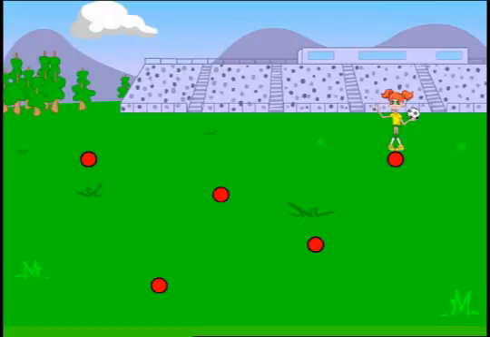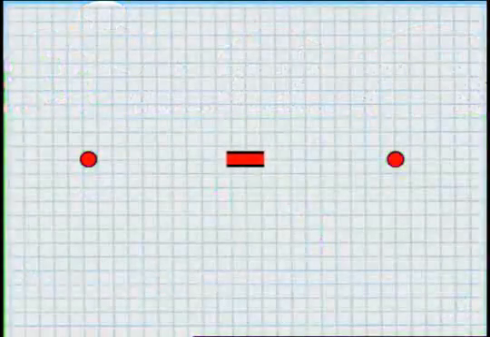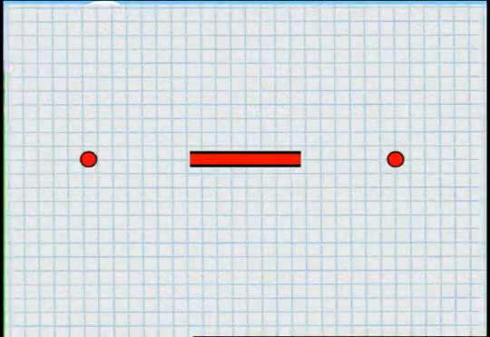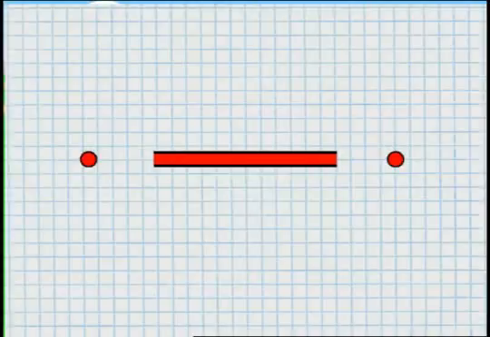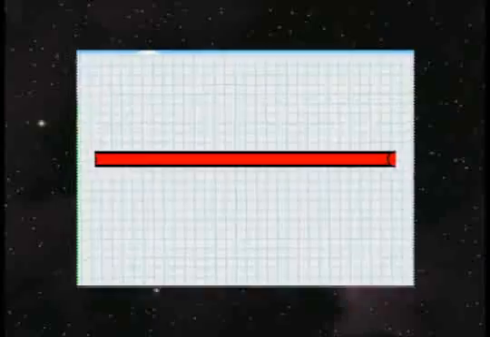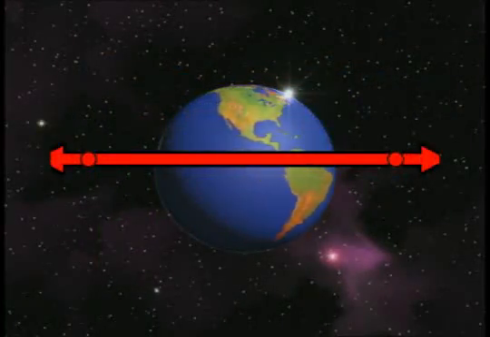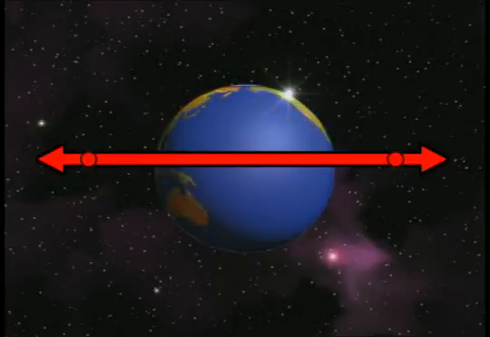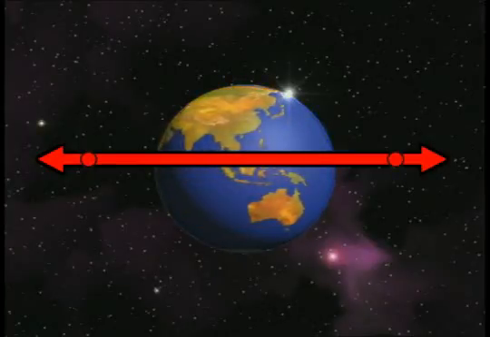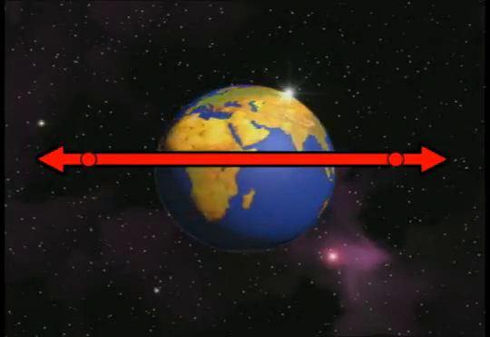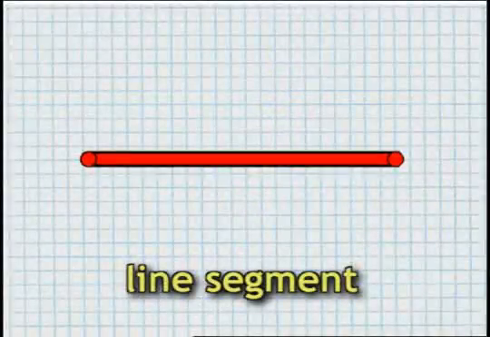In fact, a line is a straight path of points that goes on forever in both directions. So, it's impossible to draw a line on any piece of paper. Paper's just not big enough. In fact, it won't ever be big enough. Instead, we show that lines go on forever by adding arrows at each end. A line segment is only part of a line.